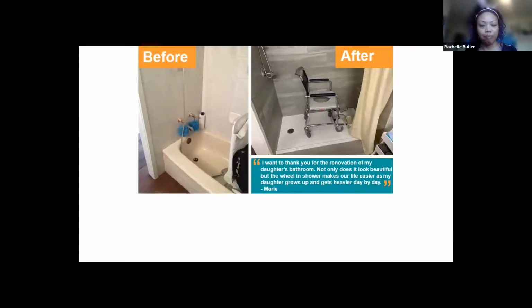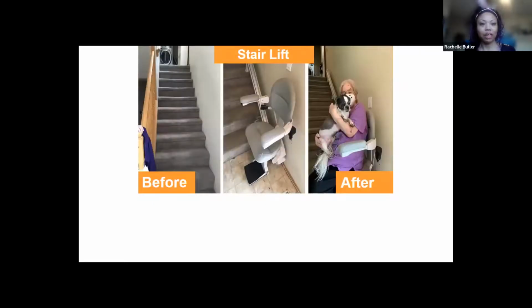So just another example here of what it may look like taking out the bathtub and then having a space there that will make it much easier to take a shower and maintain dignity for your everyday routine. Okay, next slide, please. All right, so we were talking about a stair lift.